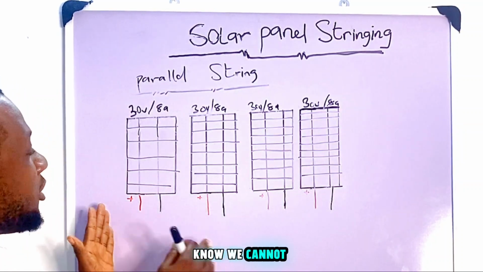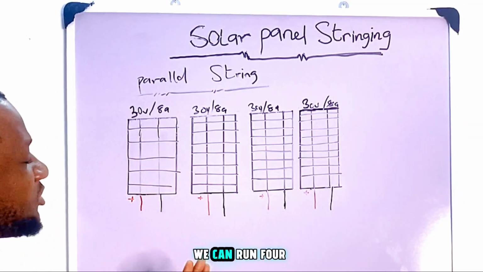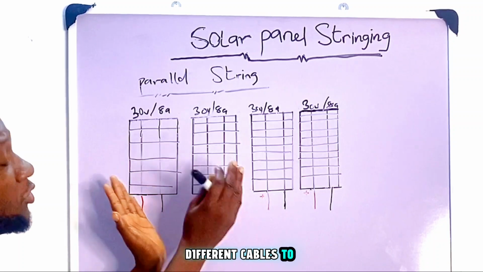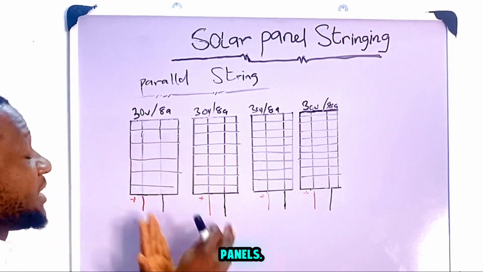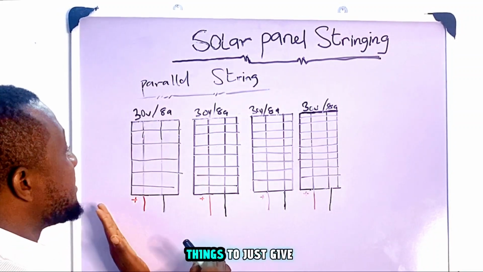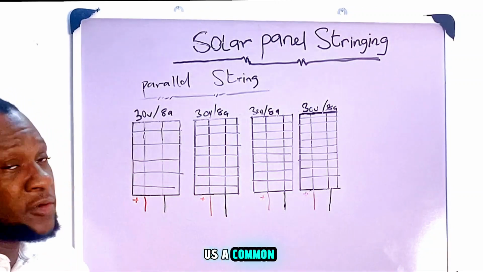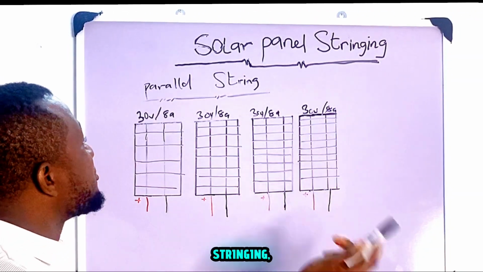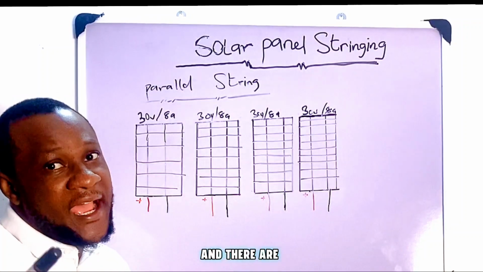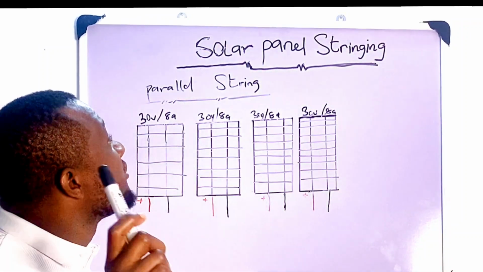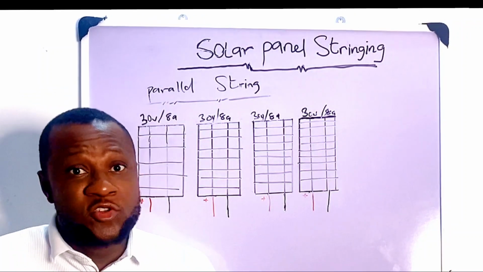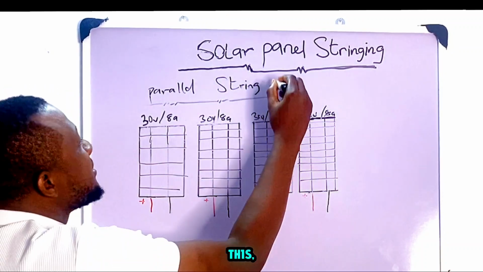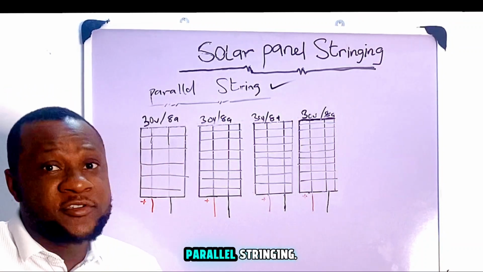Because if we have 4 panels, we cannot run 4 different cables to 4 different panels. So how do we connect these things to just give us a common energy output? So we will be talking about stringing, and there are several types of panel stringing. For this class, we'll be talking about the parallel stringing.